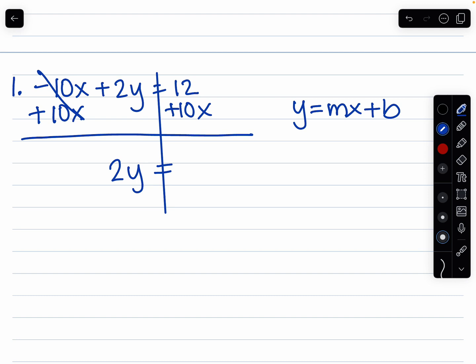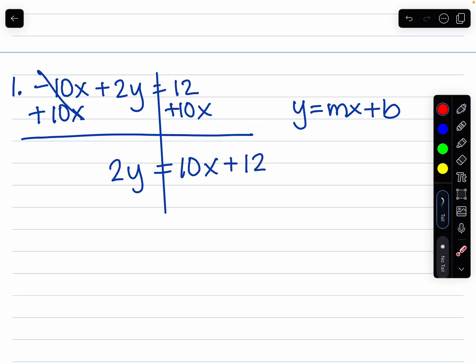Now, can you add 12 and 10x together? Why? They both have a variable? No. So can we add them together? No. Both things have to have a variable, or both things don't have a variable to add them. So if I want it to look like mx plus b, which one of those two things would I write first? 10x. And then what would I put after it? Plus 12.